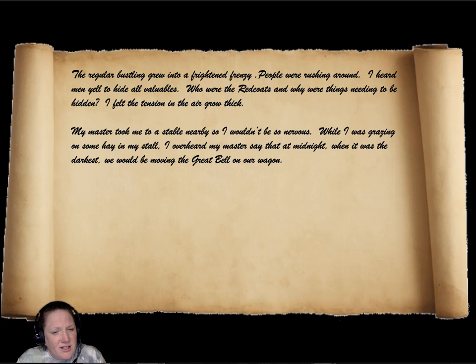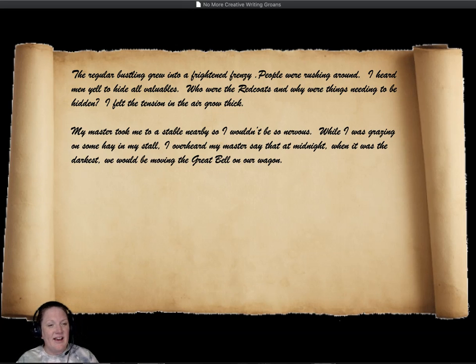My master took me to a stable nearby so I wouldn't be so nervous. While I was grazing on some hay in my stall, I overheard my master say that at midnight, when it was the darkest, we would be moving the great bell on our wagon.